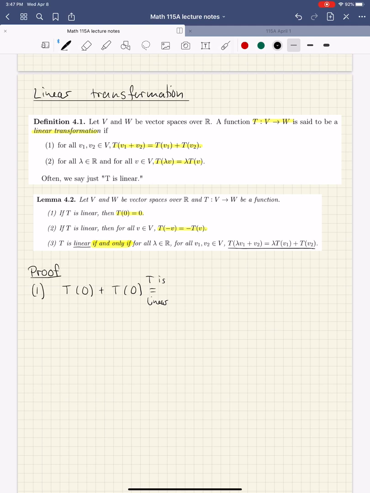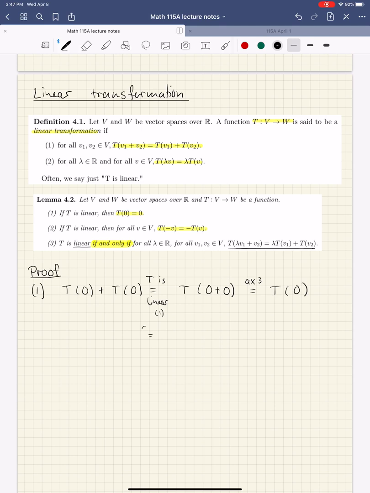So in this case, we want to use property 1 of being linear. Meaning that you can also first add 0 plus 0 and then apply the transformation, or first apply the transformation and add up. And then we have to go into the vector spaces. So axiom 3 here means, well, 0 plus 0 is just equal to 0 because adding 0 to anything doesn't change anything.